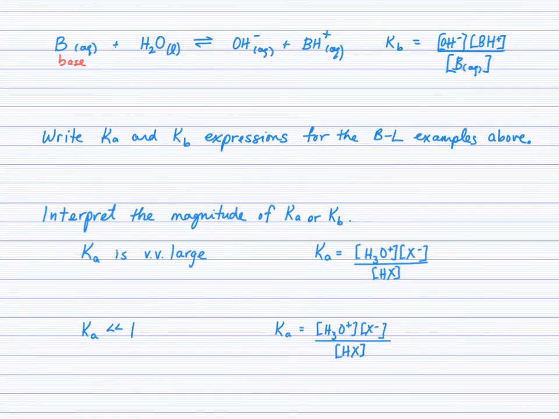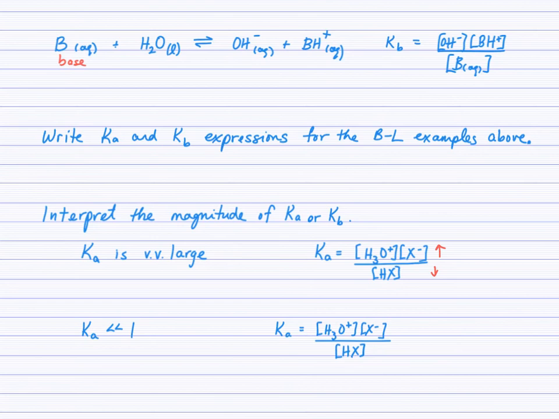Okay, and the last thought I'll leave you with is just the idea of interpreting the magnitude of Ka or Kb. So here's an expression for Ka for our general acid HX, right? What would it mean if Ka is very, very large? So how does this quotient become very, very large? I would suggest to you that it means that the numerator is very, very large and the denominator is very, very small. So that means that we have a great number of ions in solution compared to the acid molecules.